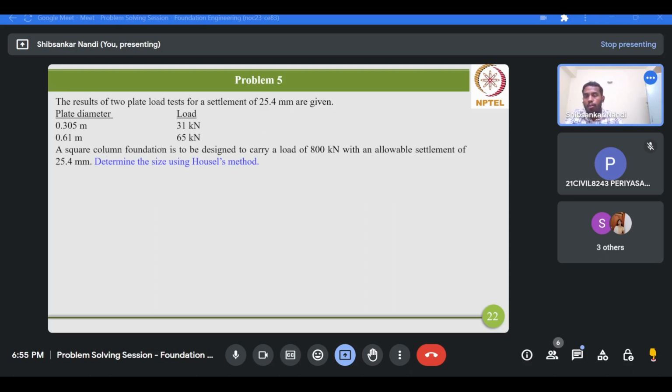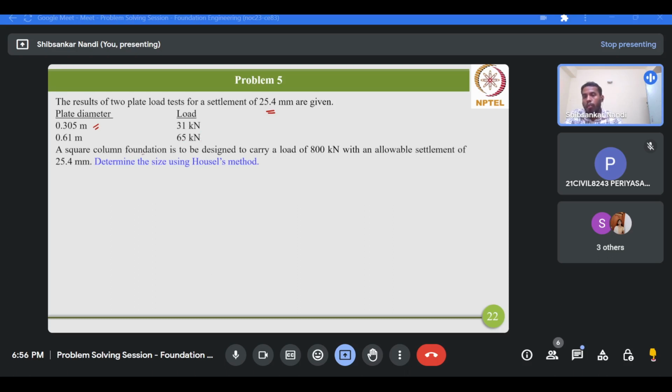Okay, so this problem 5 is regarding the results of two plate load tests for a settlement of 25 mm, given like this: plate diameter and the load. So 31 kilonewton load is obtained for a settlement of 25.4 mm using a plate diameter of 0.305 meter, and for a plate diameter of 0.61 meter, for the same settlement, the load is obtained as 65 kilonewton.